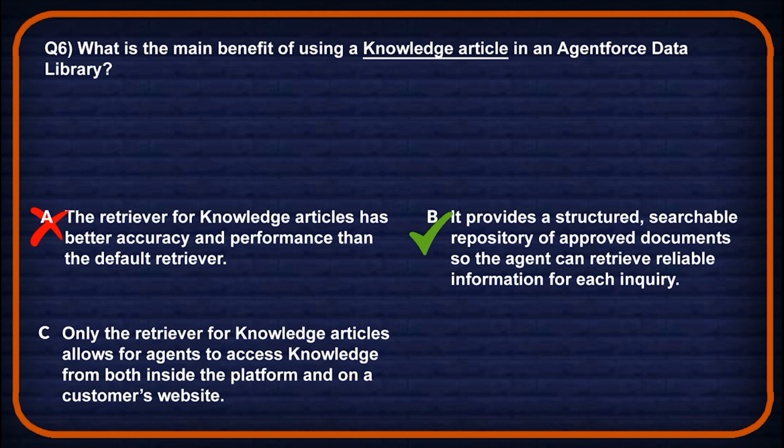Option C. Only the retriever for knowledge articles allows agents to access knowledge from both inside the platform and on a customer's website. Knowledge articles can be surfaced in multiple contexts, but the main benefit is reliability and structure, not exclusive dual access. So, not the right choice.